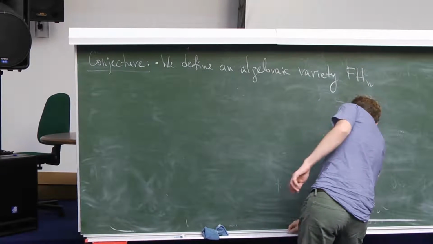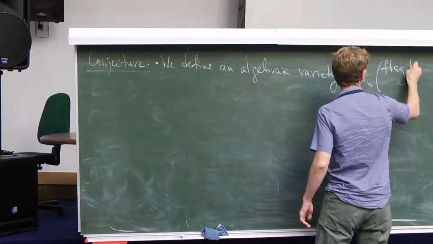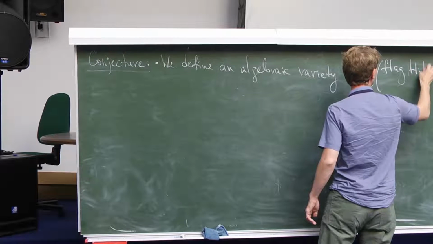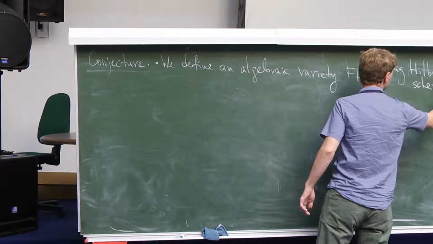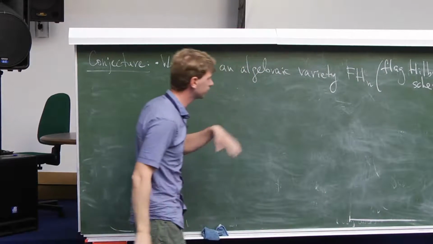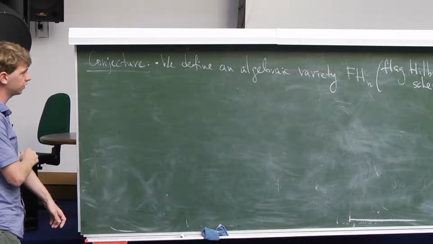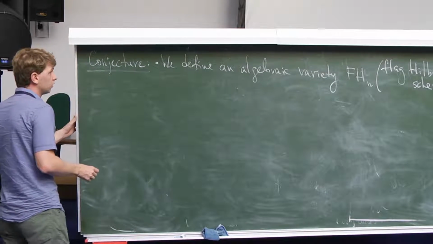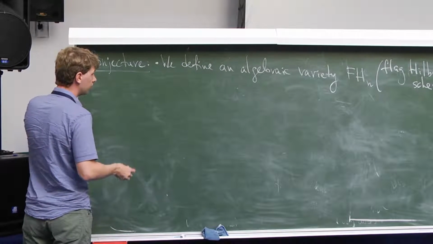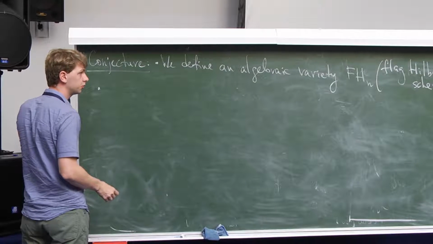FHN stands for the Hilbert scheme. I will say later what the Hilbert scheme of what, and what it means to be a Hilbert scheme, but this is quite a subtle algebraic variety. But it can be described very explicitly. And on this algebraic variety, we have the following structures.